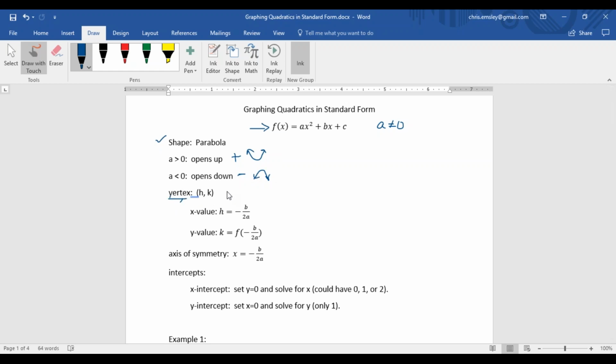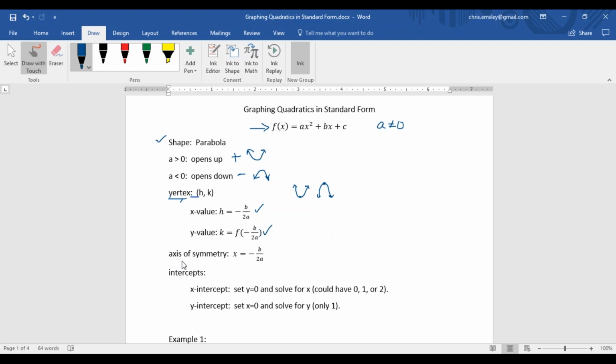We also will need to find the vertex of our parabola. The vertex will always be either the maximum or the minimum. If you have an upward facing parabola, your vertex will be your minimum point. And if you have a downward facing parabola, your vertex will be your maximum point. And we use the vertex formula to find that. And here it is, h equals negative b over 2a. That gives us the x coordinate of our vertex. And then we take that value and plug it into our function. And that gives us the y coordinate of our vertex.